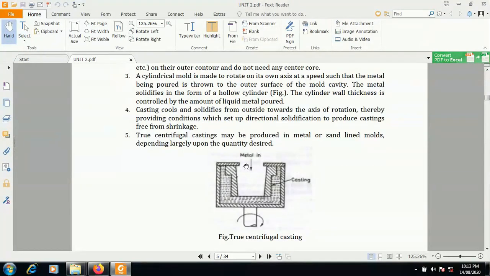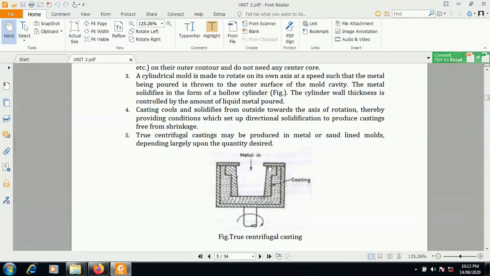The metal solidifies in the form of a hollow cylinder. You can see in this figure, metal is poured inside the mold cavity. Here the hatching lines indicate solidified metal, that is the casting, and the outer surface indicates the mold. This mold may be made up of sand or metal depending upon the number of castings to be produced, and this mold is continuously rotated about its axis of rotation. We provide the chilling effect to the outer surface of the mold so that the outer surface cools and solidifies earlier as compared to the inner surface, and if extra metal is required, it can be poured at the center to fill the shrinkage cavity which occurs at the inner surface of the casting.